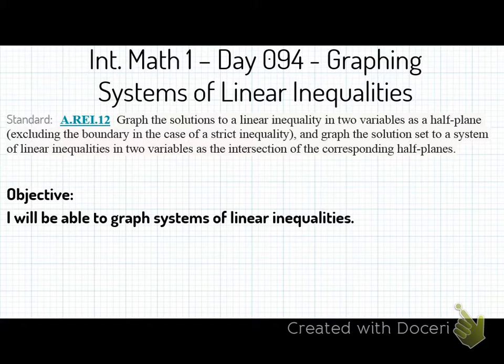Today we're going to be graphing systems of linear inequalities. And you have an objective today. You will be able to graph systems of linear inequalities after you're done with today. So why don't you write the highlighted stuff in your notebook: day 94, the title, graphing systems of linear inequalities. And then also, I will be able to graph systems of linear inequalities. Okay, so write that down.